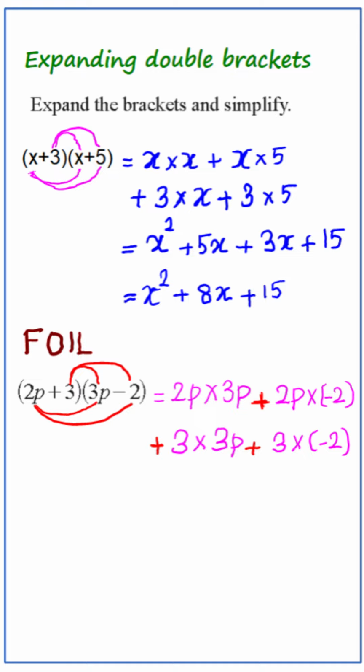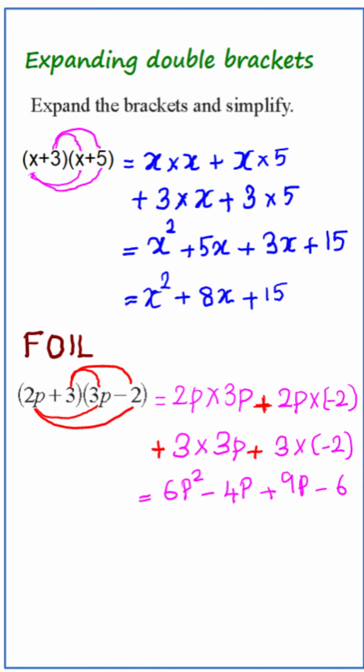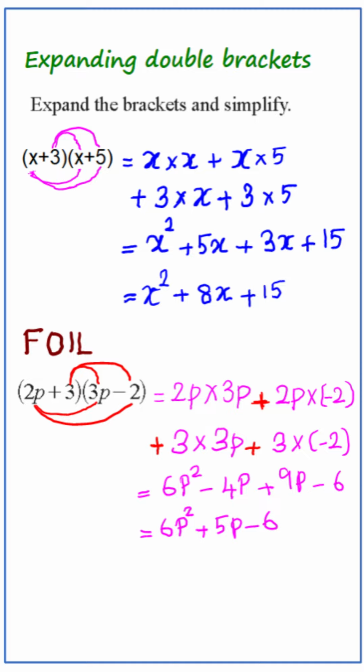Now simplify this. 2p multiplied by 3p is 6p square. 2p times negative 2 is negative 4p. 3 times 3p is 9p. 3 times negative 2 is negative 6. 6p square plus 5p minus 6.